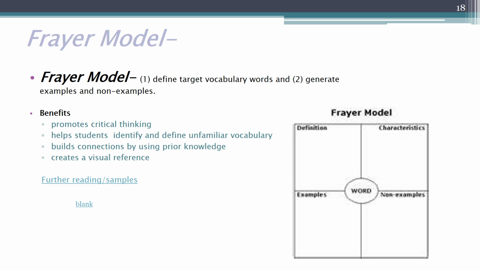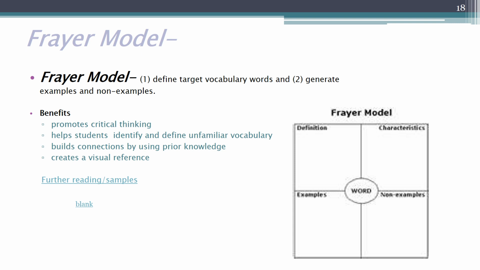So in this case, I could choose a vocabulary word that's something I strictly want my students to learn, but I could also choose a concept and put it where that word is. So on the top two quadrants, students are going to put a definition. The definition can be in their own words. It can be a dictionary definition. It can be a definition you give them.